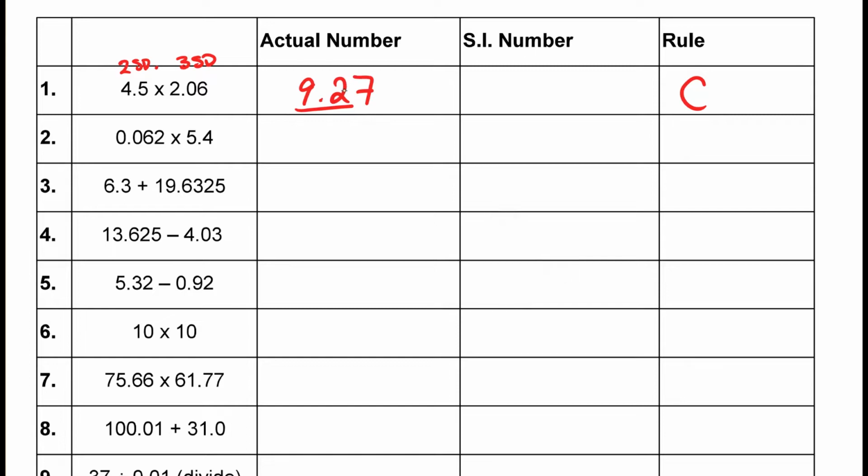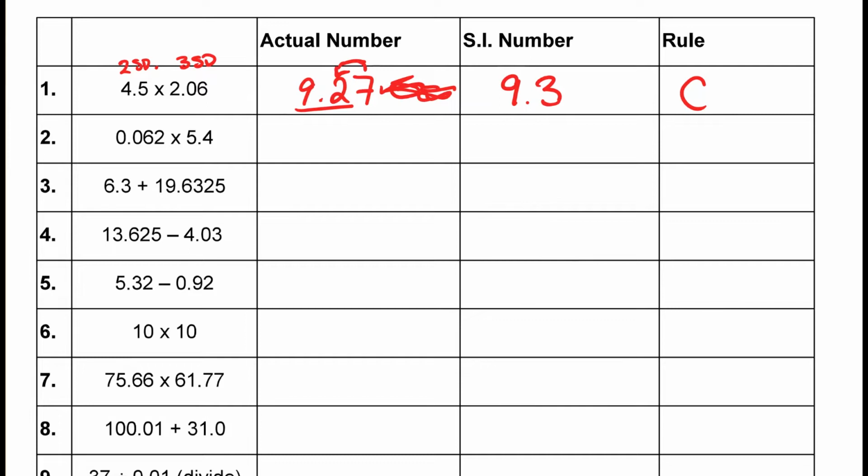No, because the next digit, we only focus on 1 digit past. We don't care about anything else, anything over here. That next digit, the 7, rounds the 2 up to a 3. So 9.3 is what our answer is going to be. Let's take the next one.